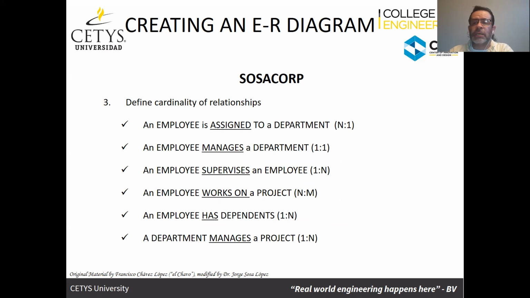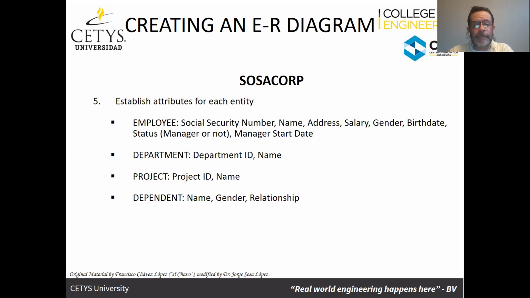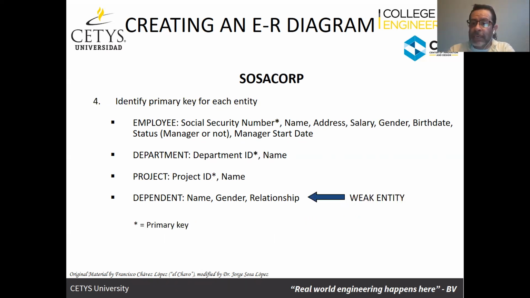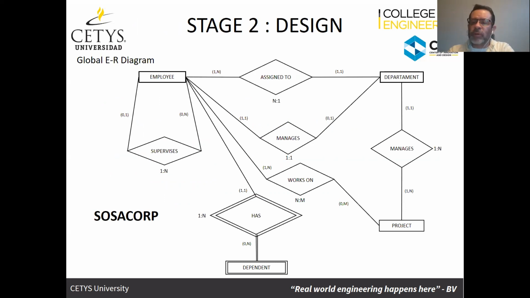We have to remember that the relationships are going to give us some guidelines regarding the tables. And so we've got 4 relationships that are one-to-many, 1 relationship that's 1-to-1, and 1 relationship that's many-to-many. We had identified the attributes for each of the entities. We had identified the primary keys, or attributes that would be good primary keys, and identified that the dependent was a weak entity because it didn't have a primary key. And then we had done the global ER diagram that shows us the different entities that we have and their relationships.